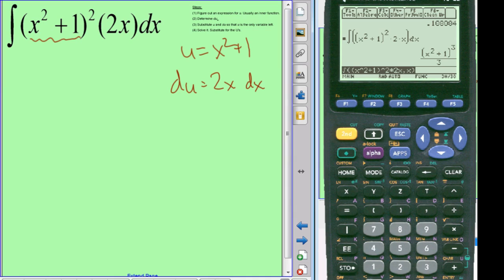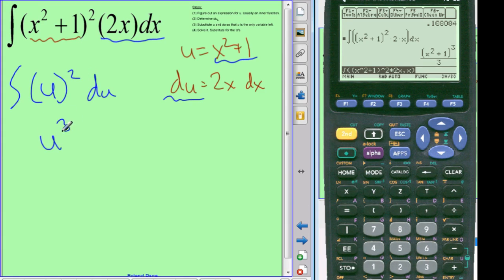Alright, now I want to actually substitute into this function here. I'm going to substitute x squared plus 1 with a u right there, so it's going to be the integral of u squared. And this 2x dx, well, that's substituted for by du right here, so it'll be u squared du. And what is the antiderivative of u squared? Well, that's going to be u cubed over 3 plus c.